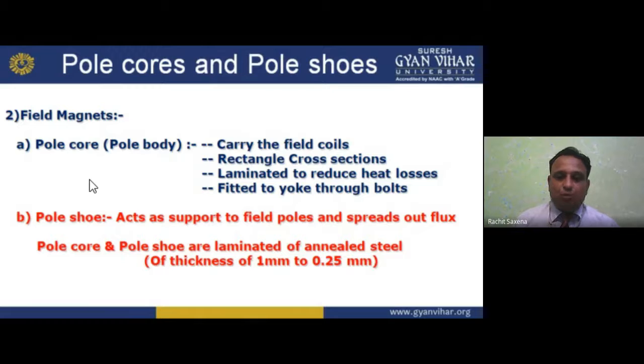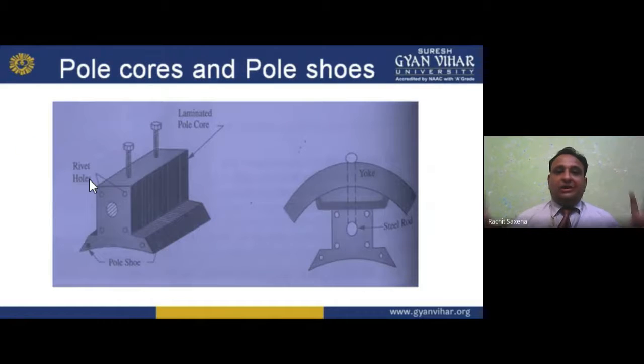Pole core, that is the pole body. Now see here. These are the pole shoes having the cross section. Now this is the laminated pole core. This is a rectangular structure, this is the structure of the pole shoe, and these are the rivet holes. And we have the laminations, layer to layer to layer. So we have a laminated iron core, a laminated pole core, to reduce the losses.